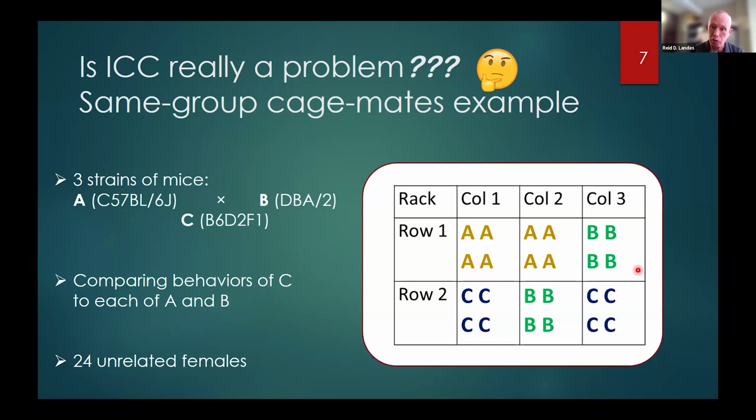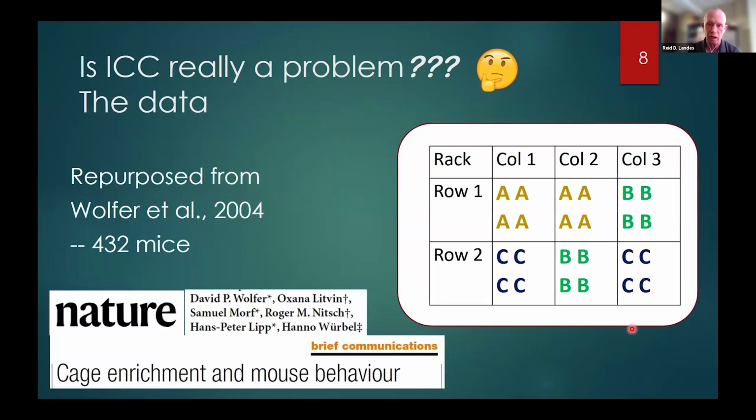I've got 8 animals from each strain, 4 animals per cage, same group cage mates. And this is repurposed data from an article by Wolfer and Company in 2004. It was a large experiment. They had 432 mice. I'm so glad that they presented their data with this article to make this work possible.